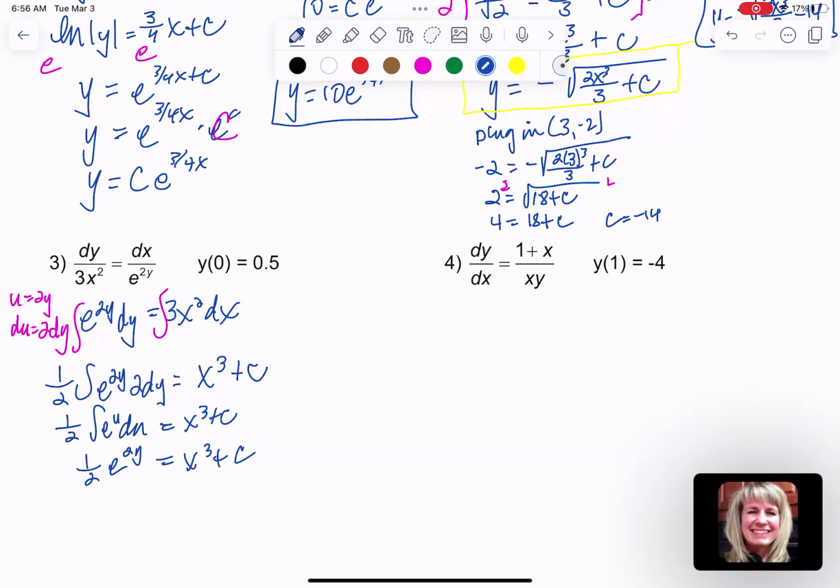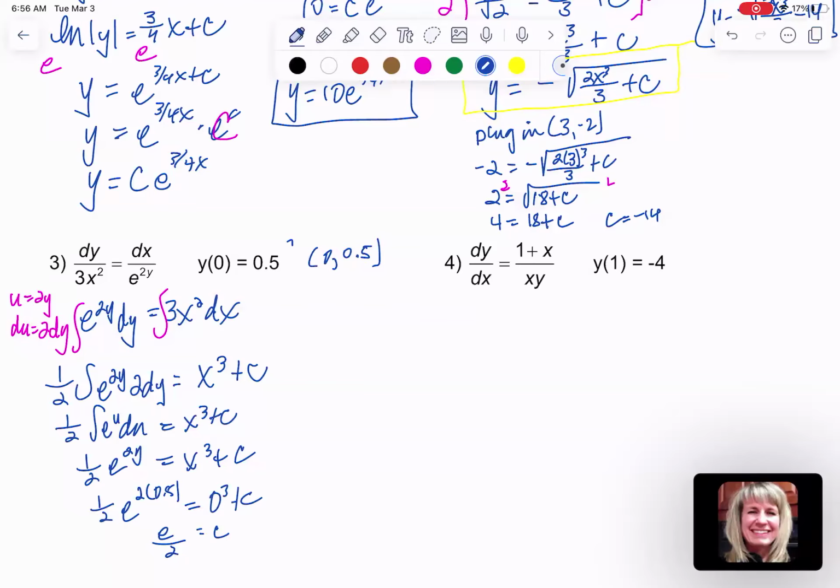All right, now I'm not going to solve for y yet. I'm going to go ahead and plug in the ordered pair. The ordered pair is 0, 0.5. And just to show you a different place to plug in, this is 1/2 e raised to the 2 times 0.5 equals 0 cubed plus c. So c will equal, over here, e will be raised now to the first power. So this will be e over 2.